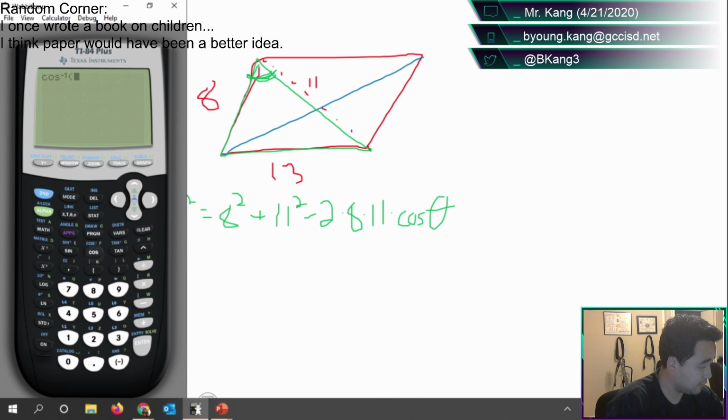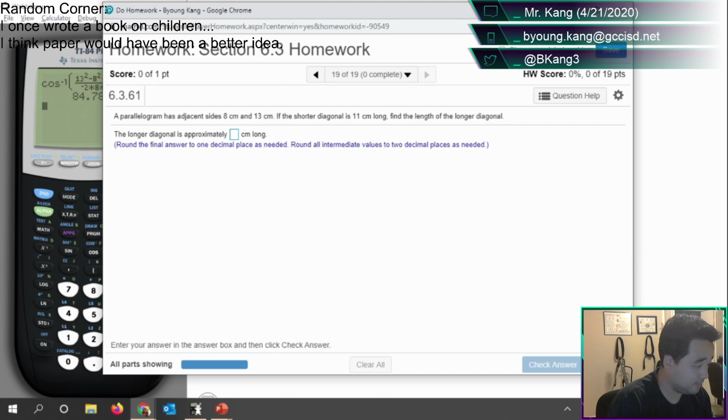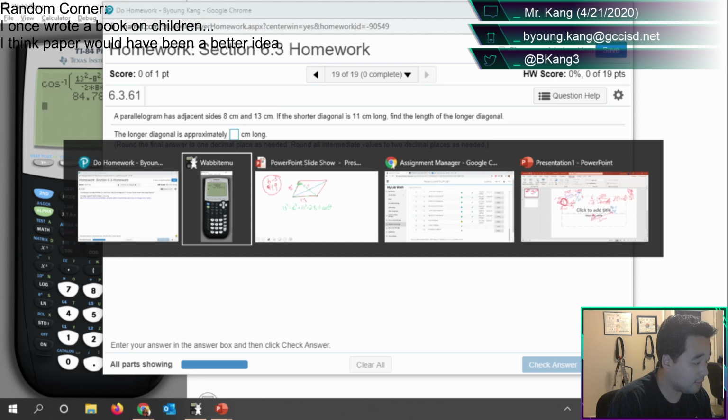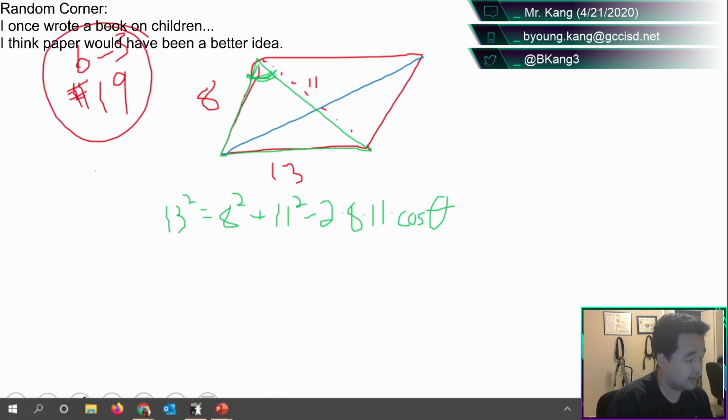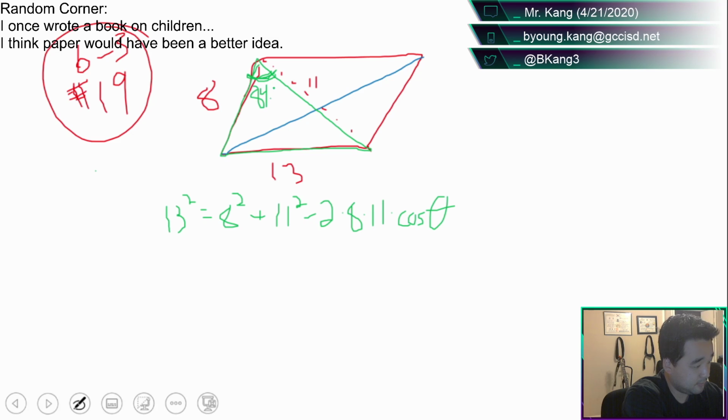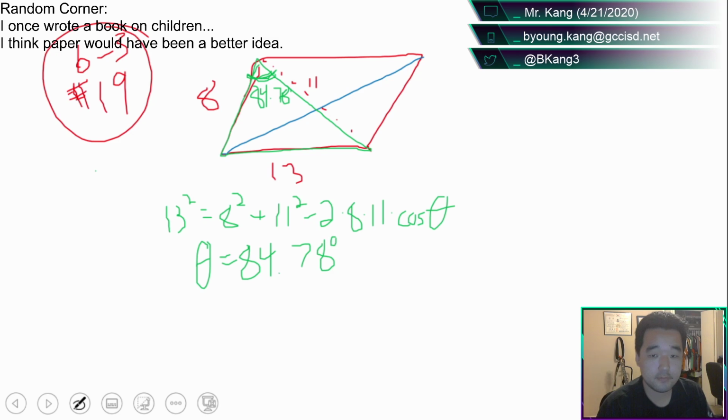So we're going to inverse cosine 13 squared. We're going to subtract the 8 squared over, subtract the 11 squared over, negative 2 times 8 times 11. So that top angle is 84.8 degrees, and they do want decimals here. Yeah, one decimal place. Round all intermediate values to what? To 2. So 84.78. Right?